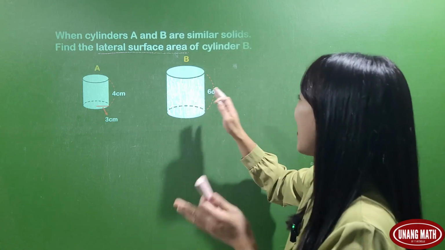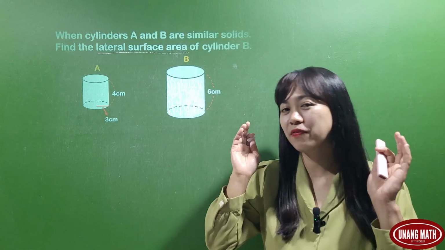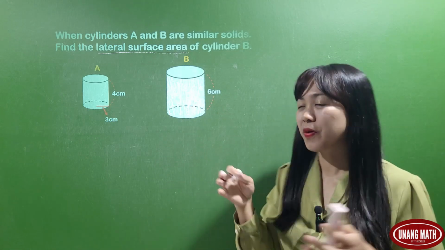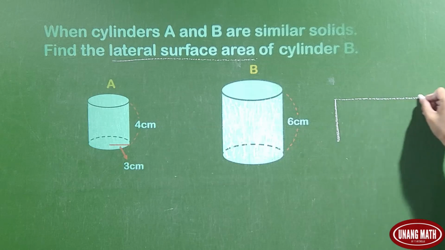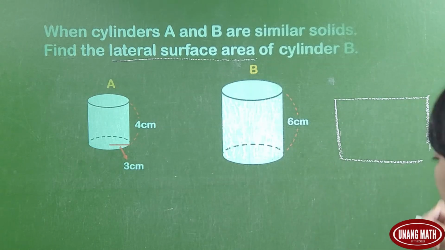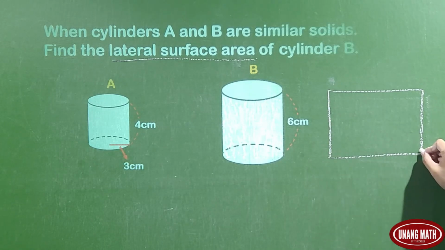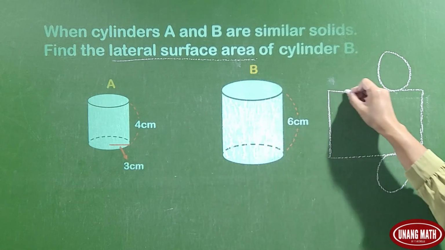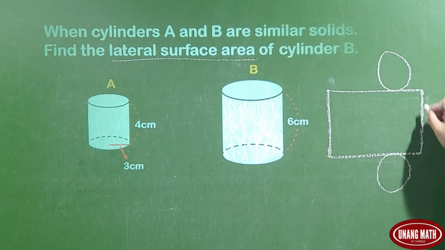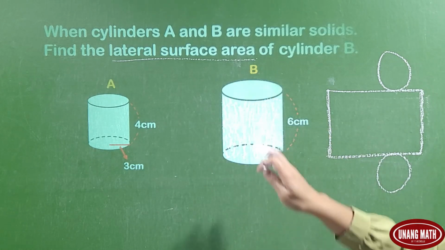And to find the area of the lateral surface of cylinder B, we have to draw or imagine its net. And this cylinder's net would look like this. These two circles are the bases of this cylinder. And this rectangle is the lateral surface of this cylinder.